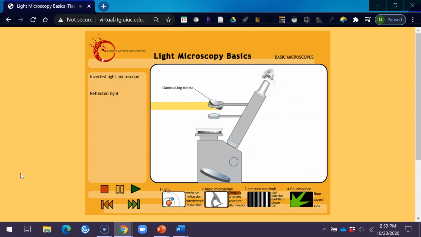Light microscopes may illuminate the sample from the opposite side of the lenses, known as transmitted light, or illuminate the sample from the same side as the image-forming lenses, known as reflected light. Modern research labs often use inverted microscopes for materials and cell cultures.